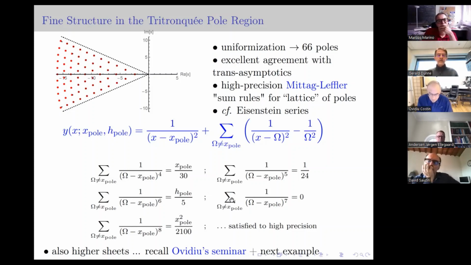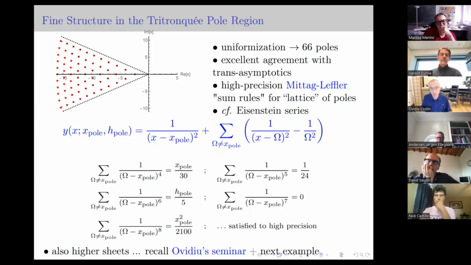And so there is this entire hierarchy ladder of these so-called sum rules, which are just like Eisenstein series for the Weierstrass function, which give you some self-consistency about the locations and the strengths, the residues at these pole locations. Here, it's not a perfect lattice, it's a distorted lattice. Nevertheless, these sum rules hold. And you can check these to extremely high precision using these uniformized locations of the poles and H coefficients.